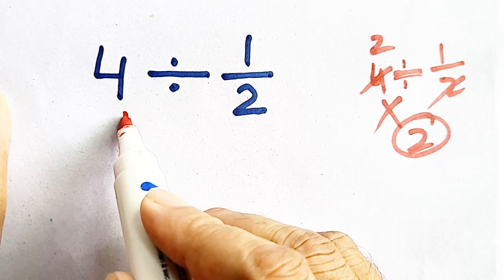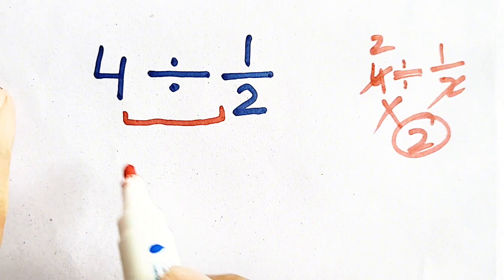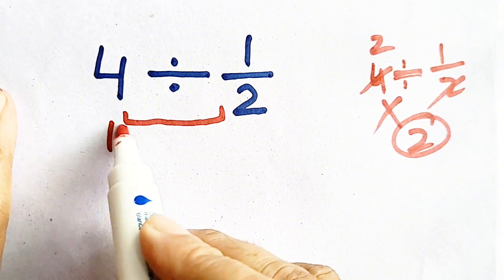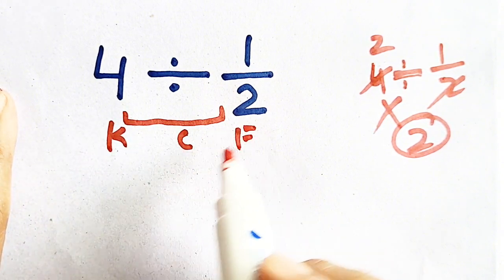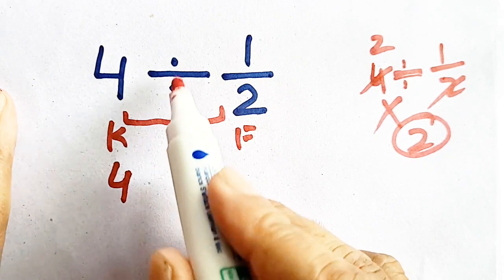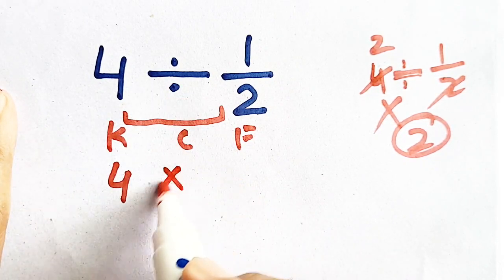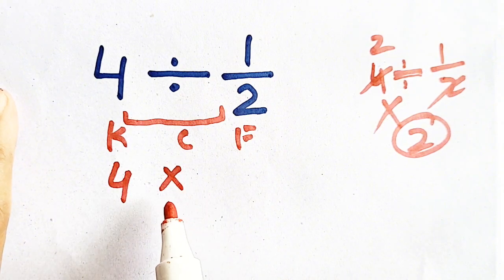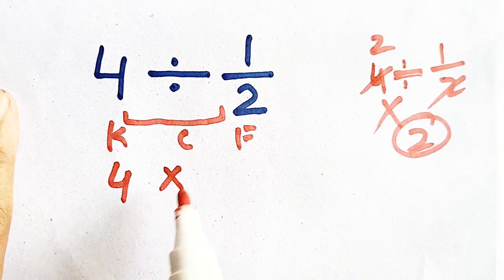We will apply here the KCF rule. K means keep it, so 4 is kept itself. Change this one. This is division, so it will be converted. It will be changed into multiplication.